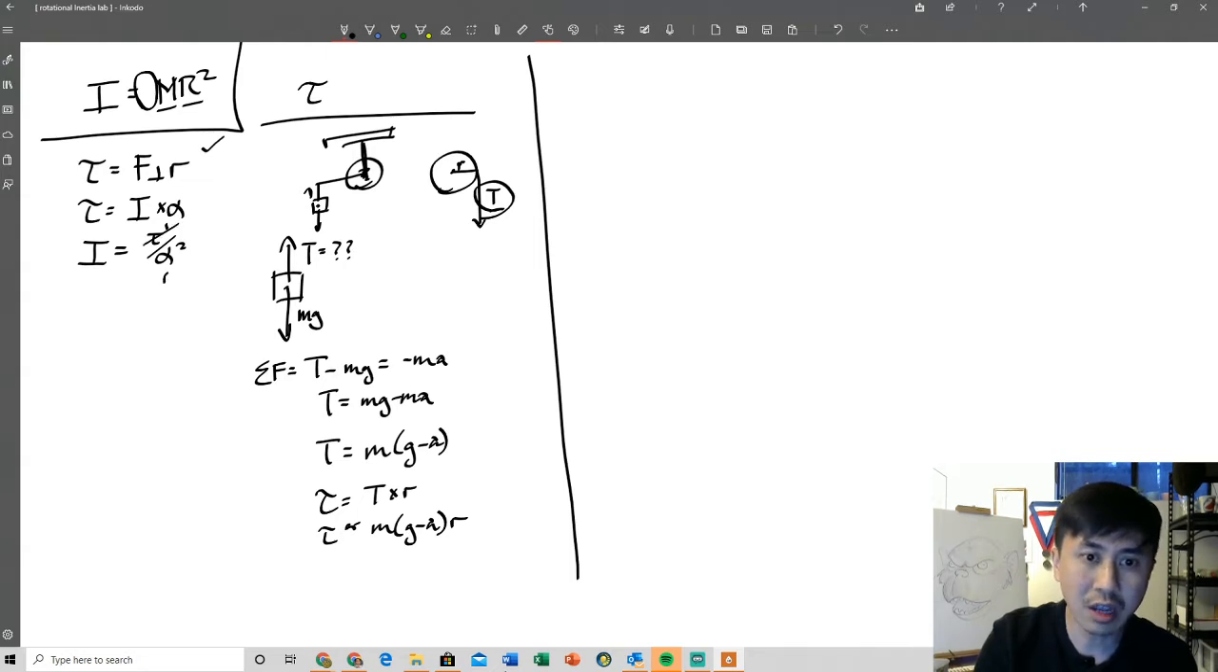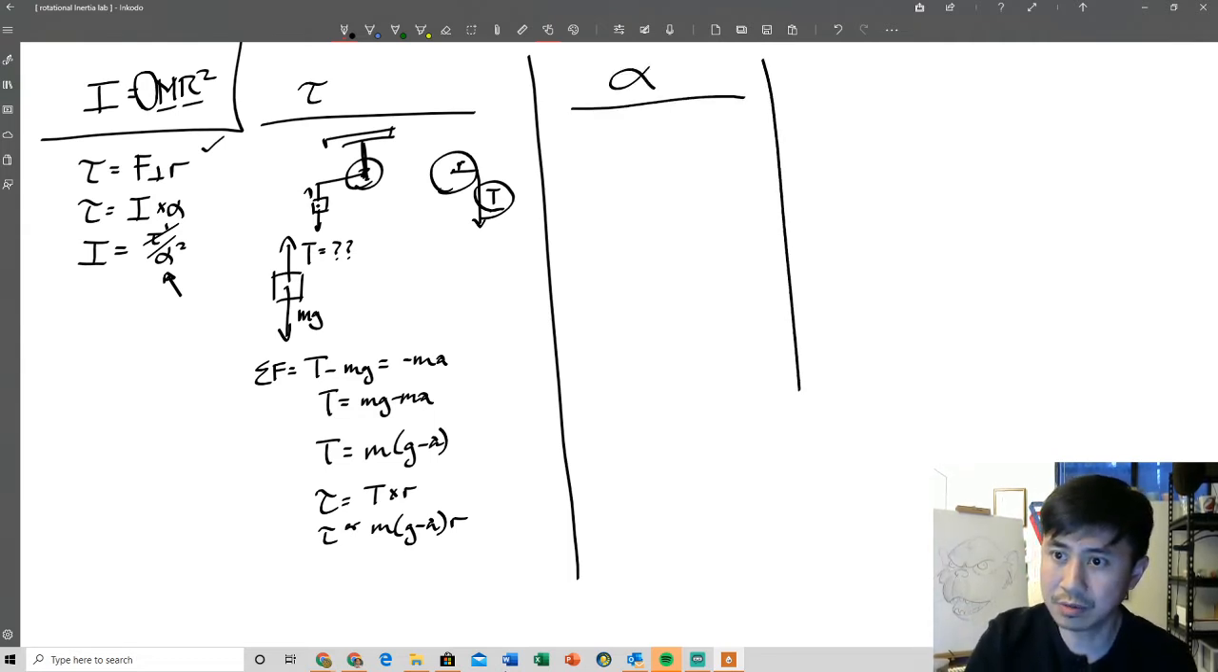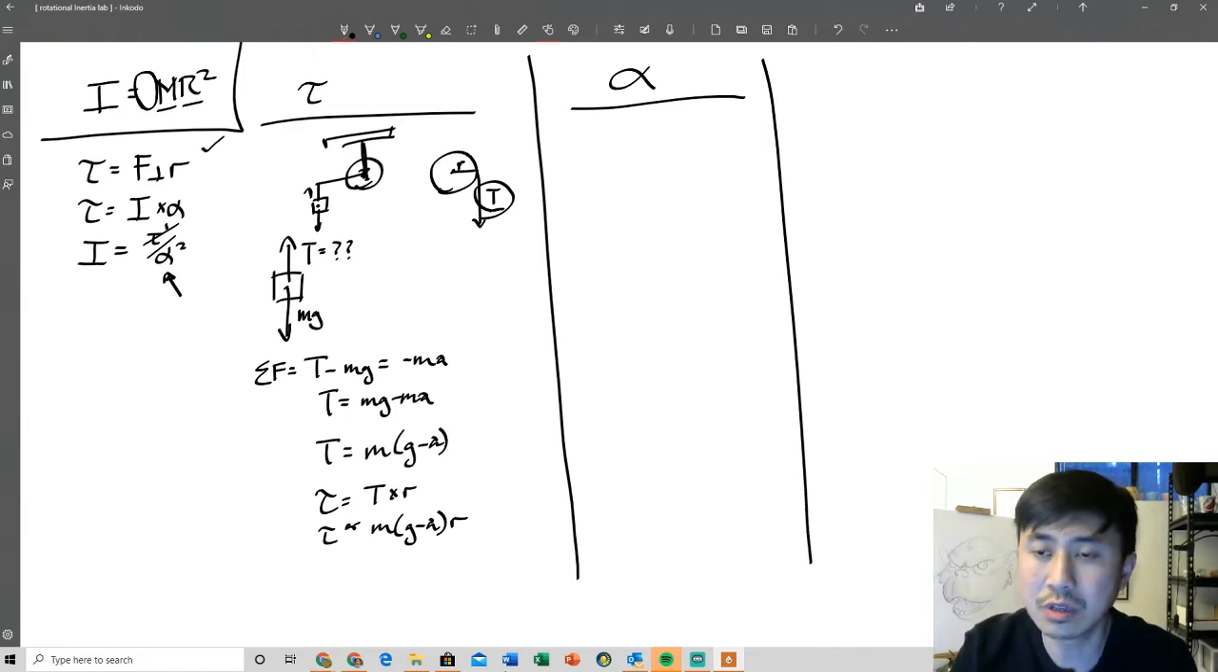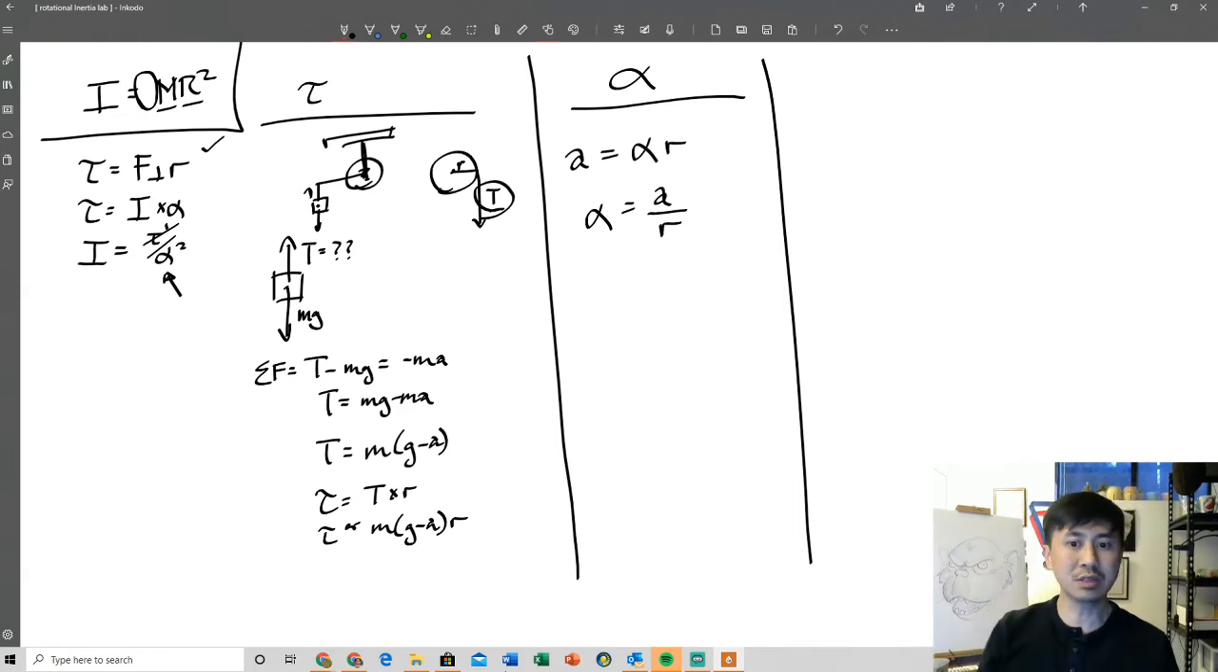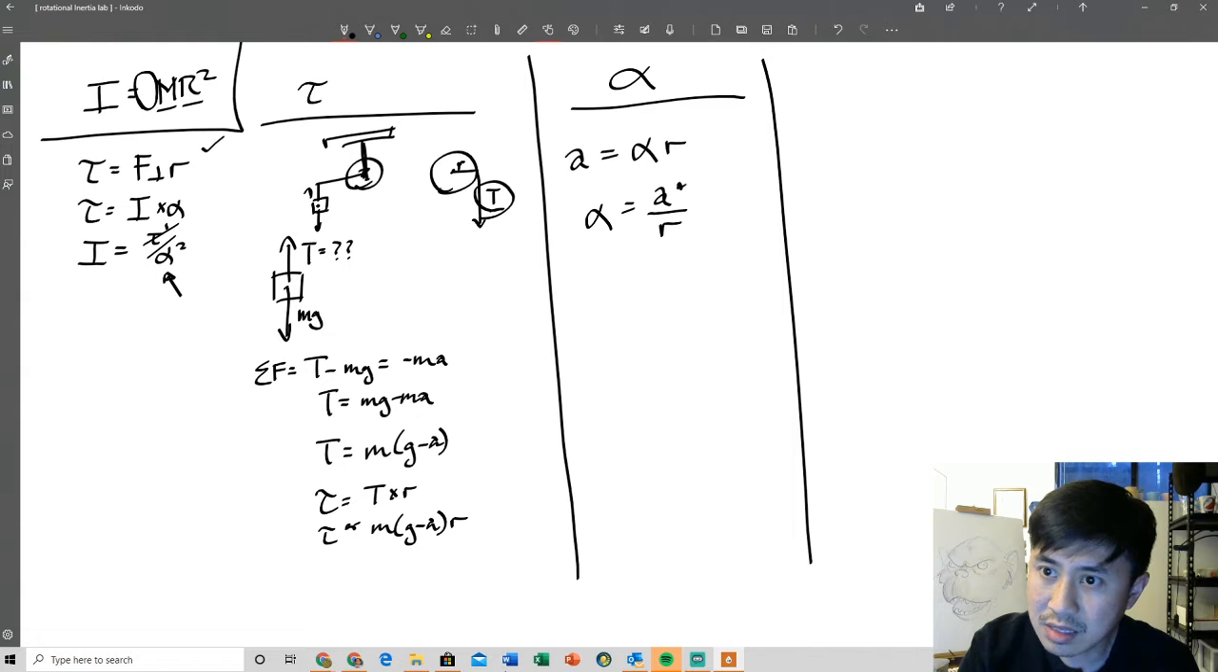Good. So now we need to figure out the angular acceleration. So how do we do the math for the angular acceleration? Well, we know a formula. We know that the tangential acceleration is equal to the angular acceleration times r. So that means the angular acceleration is the tangential acceleration divided by r. That's pretty easy. Hey, this acceleration is the exact same a here.